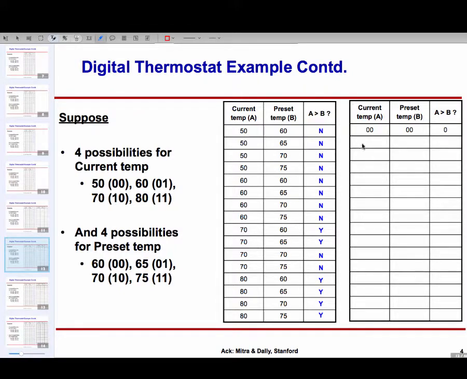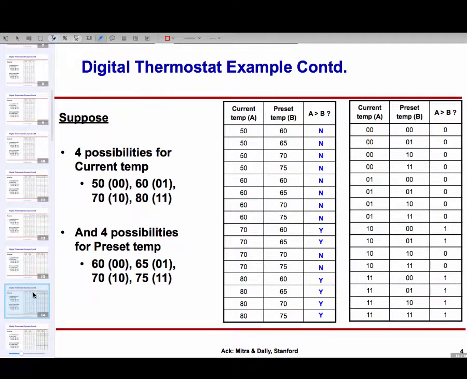So what will go in column A? Still 0, 0. Column B, 65. So we'll pick it up from here. So it would be 0, 1, and the output would be 0. So that's what we end up with: 0, 0, 0, 1, 0, and we can kind of walk through this thing.